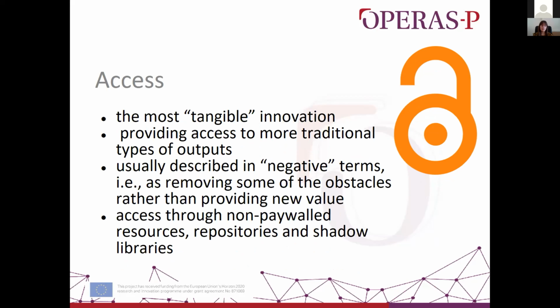And what's also interesting about this type of innovation is that it's usually described in negative terms, so removing some of the obstacles rather than providing something really new. And of course, it's also about accessing content through non-paywalled resources, repositories, or shadow libraries. One researcher, for instance, said that he uses shadow libraries because he can access whatever he needs at this moment in his research. And this seamless access is something of huge value for him.